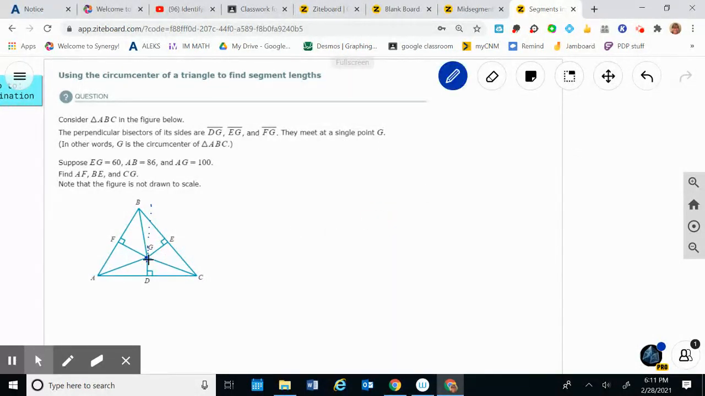So what you have here, now look at these. Don't say that these are equal. They don't even look equal. That is not what this is doing. It's meeting here. Remember, G is the circumcenter. What does that mean?